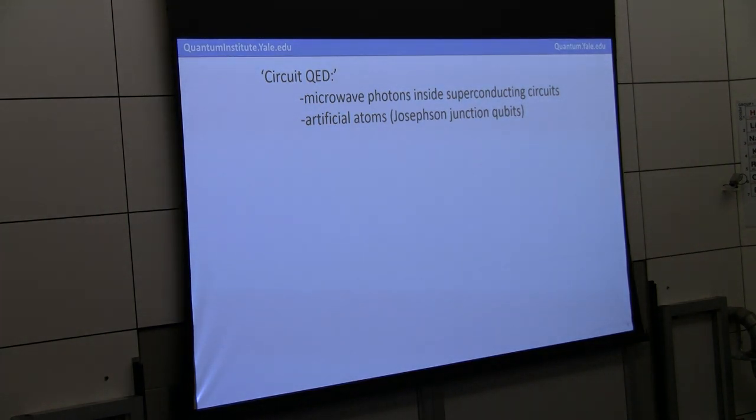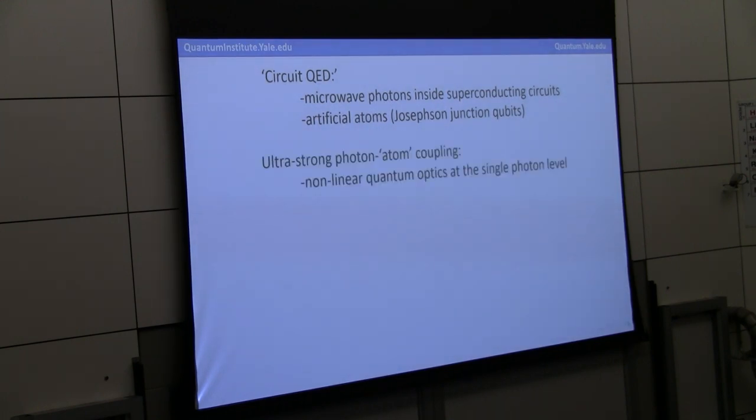So in circuit QED, we're going to talk about microwave photons inside superconducting circuits. It may be three-dimensional cavities, it may be one-dimensional coplanar waveguide resonators. And we're not going to use atoms with atomic number 10 to the 12 or so, making a big pile of aluminum, and make Josephson circuits that act like qubits or artificial atoms.